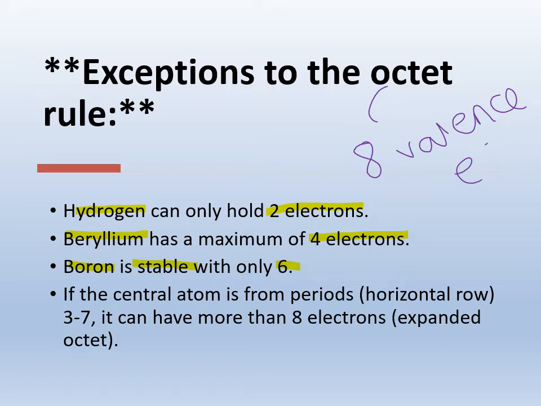And then if the central atom, the one in the center, is from periods, which is a row, 3 through 7, it can have more than 8. And that's called an expanded octet. So something like bromine can have more than 8 electrons. It can have 10, 12, while fluorine can only have 8. And so those are our exceptions.